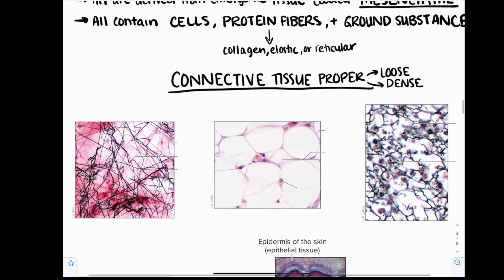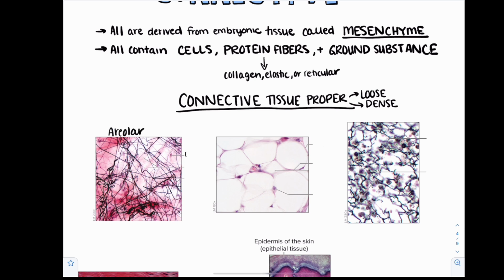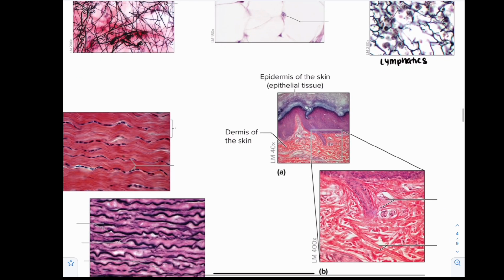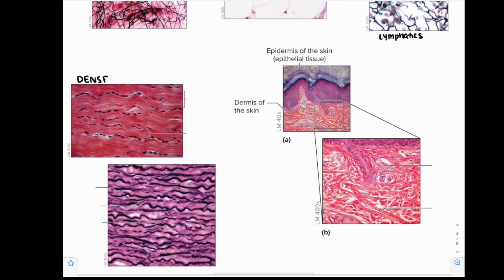Let's look at the types of loose connective tissue first. Areolar loose connective tissue consists of loose arrangements of all these protein fibers and a lot of fibroblasts. Adipose loose connective tissue has a very limited matrix and mostly consists of adipocytes, aka fat cells, that have a nucleus pushed all the way to the edge. And the last loose connective tissue is reticular tissue, which has a network of reticular fibers in a loose ground substance with a few reticular cells. This type, reticular, is found in organs of the lymphatic system. Now, dense connective tissue can be regular, irregular, or elastic.